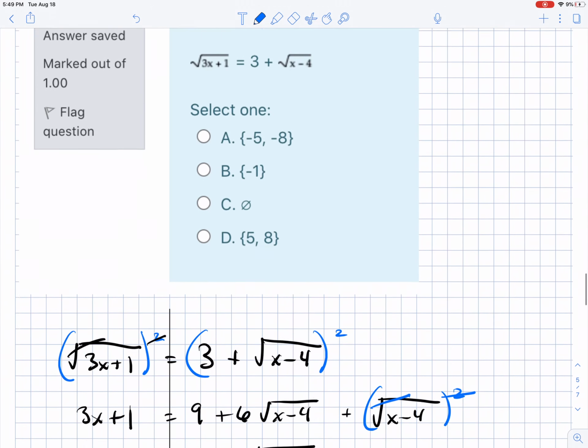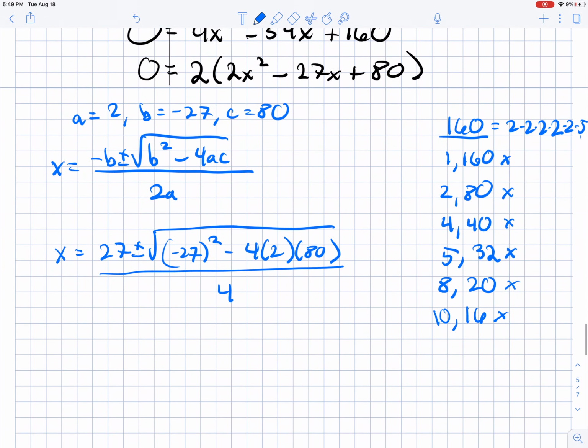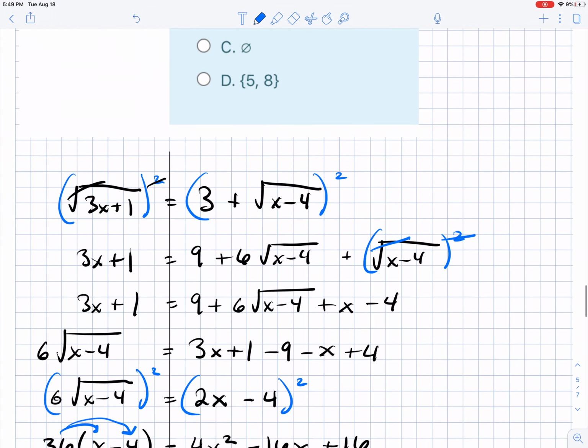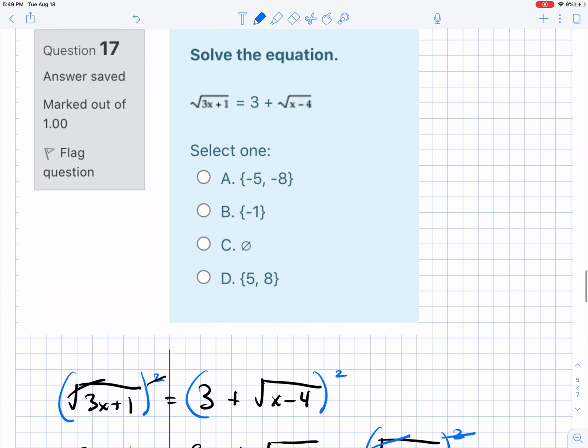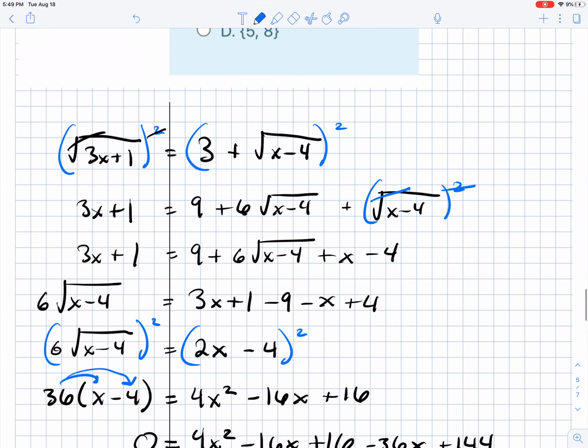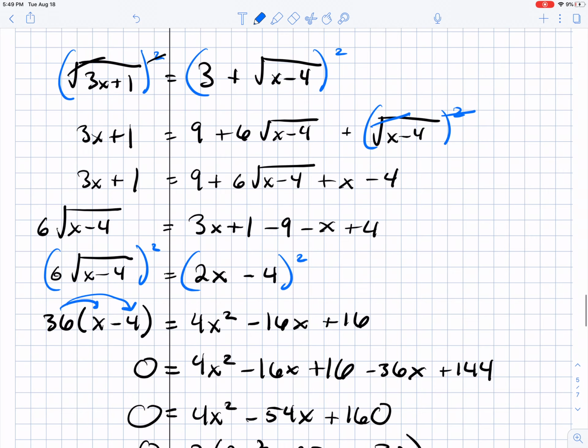We got 5 and 8, and I think I tried those already. Yeah, let me go back because it's multiple choice. Let me make sure I haven't made a mistake. 3x plus 1, x minus 4. If you square both sides, that's gone. That's going to be a 9. That's going to be 6 times x minus 4, and that's just going to be the x minus 4, right? Okay. That's going to be a 5 minus 1 is 4.